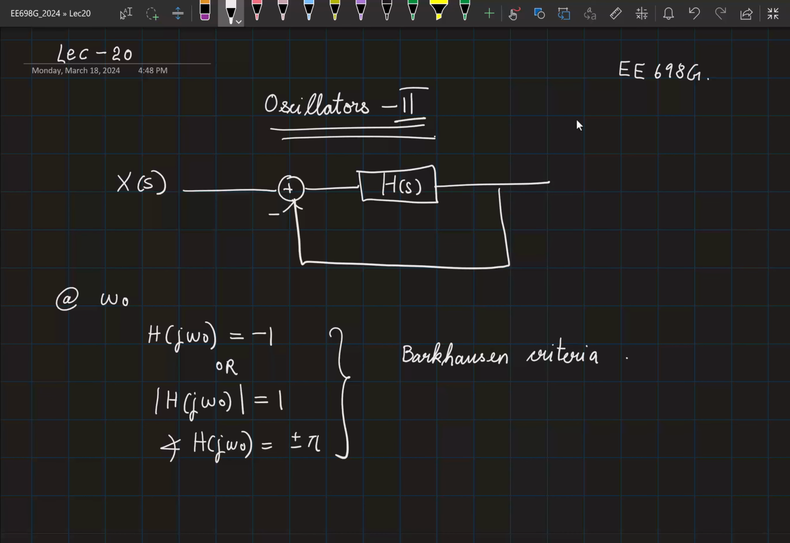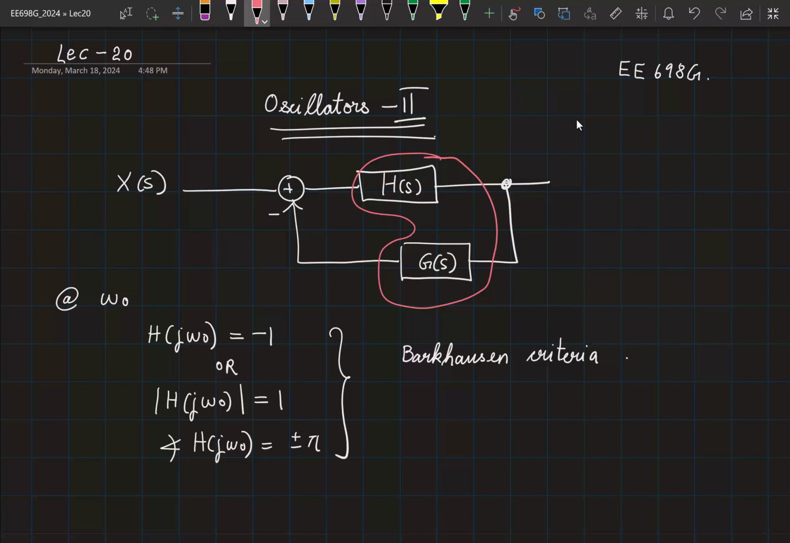Okay, quick question. Let's say there was a feedback factor in this path. Let me call it some G of S. Does anything change in this expression? Then you basically combine both these transfer functions, call it something, and you apply that to be equal to minus 1. Right? It's not the forward transfer function alone that you are concerned with. You are concerned with the total loop transfer function.